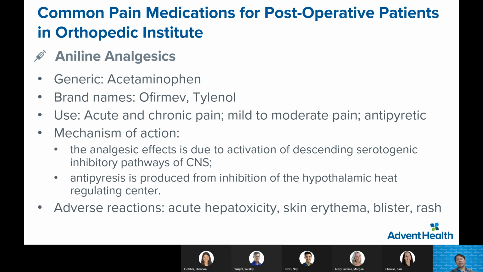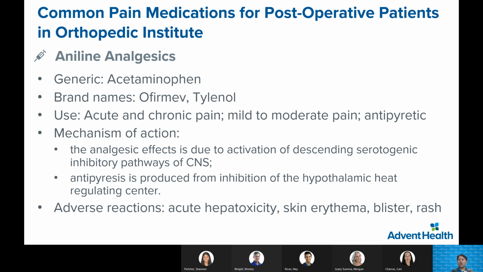The first drug class that we're going to be talking about is the aniline analgesics. The generic is acetaminophen. Brand names used in the Orthopedic Institute are Ofirmev and Tylenol. This drug class is used for acute and chronic pain. It's best for mild to moderate pain, and it's also used for antipyresis. So how does this drug work?